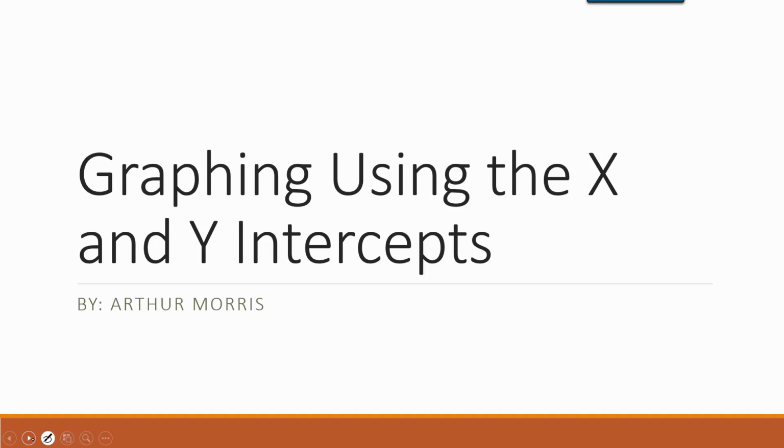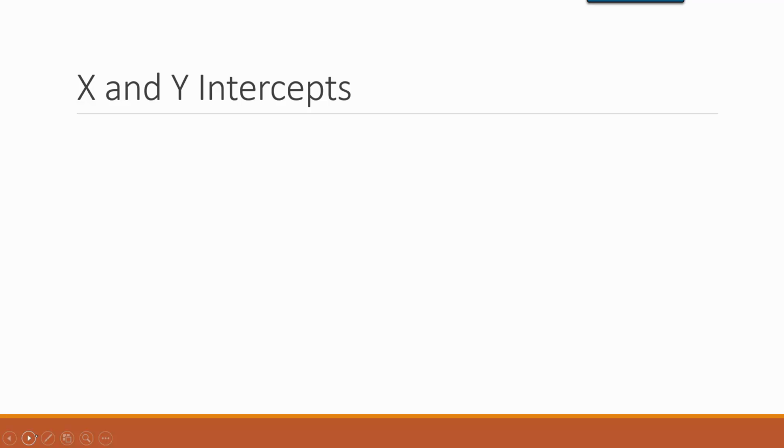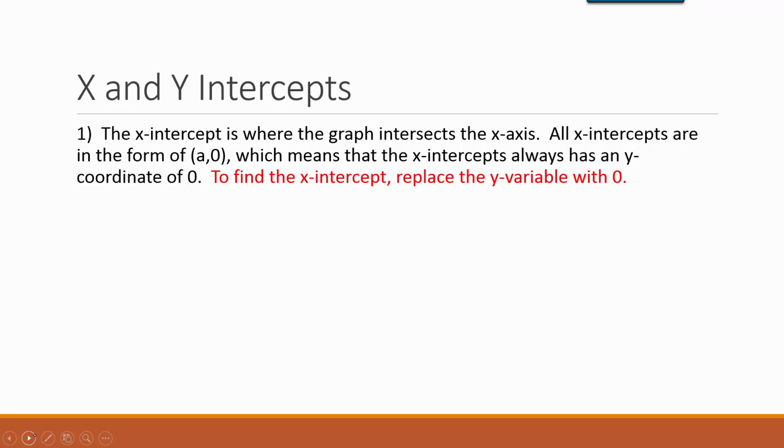So there are a few different methods that we can use to graph the equations of lines, and finding the X and Y-intercepts is one method that we can use. All we have to have are 2 points to be able to graph a line. It's recommended that you have 3 points, but all you have to have are 2 points to be able to graph a line. So the X-intercept is where the graph intersects the x-axis.